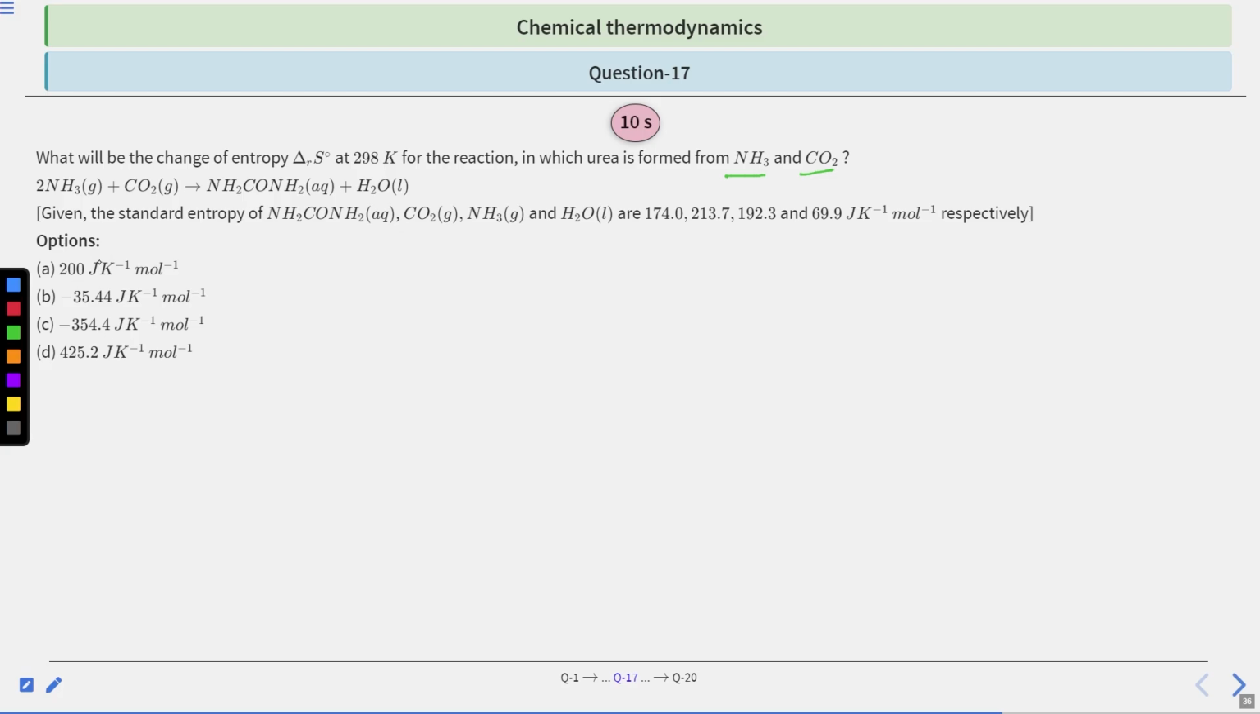Options are 200 joule Kelvin inverse mole inverse, minus 35.44 joule Kelvin inverse mole inverse, minus 354.4 joule Kelvin inverse mole inverse, and 425.2 joule Kelvin inverse mole inverse. You have 10 seconds to solve this question. After that, we will see the answer.